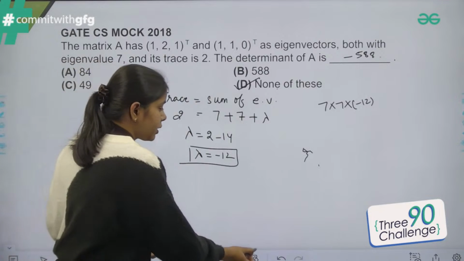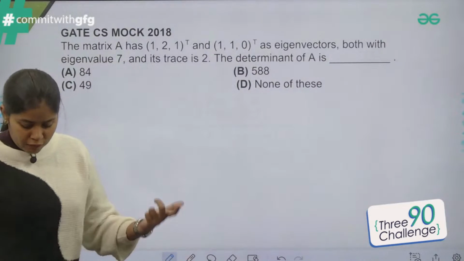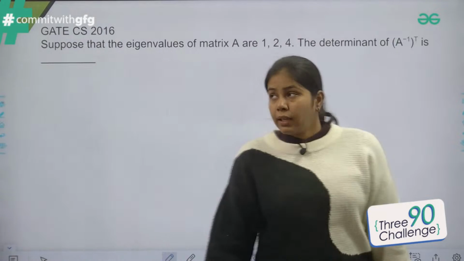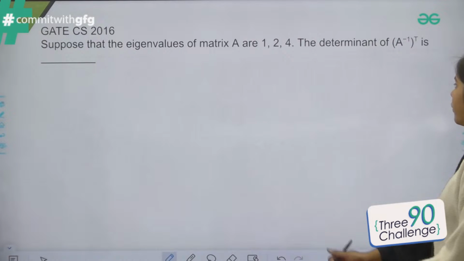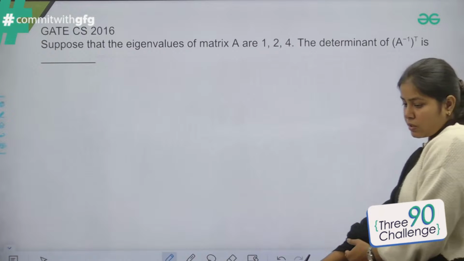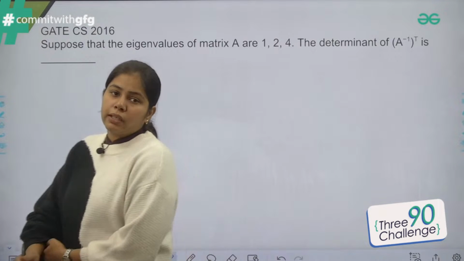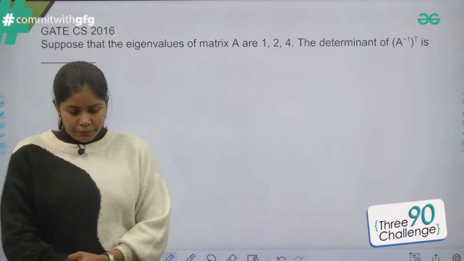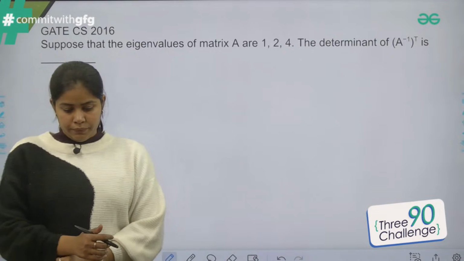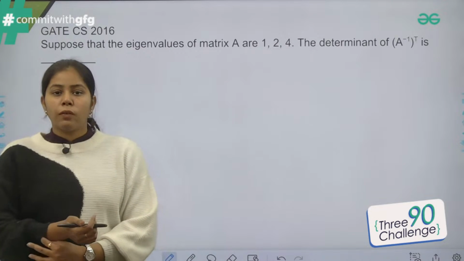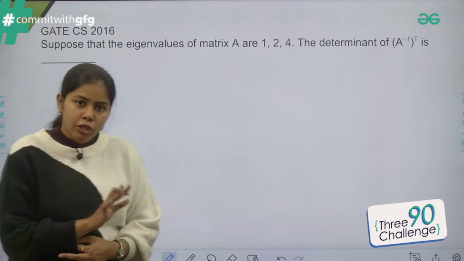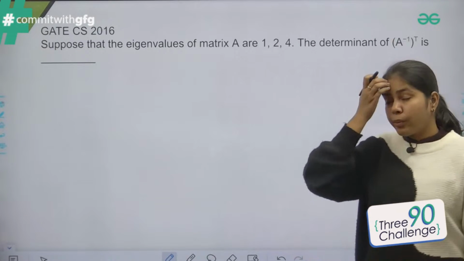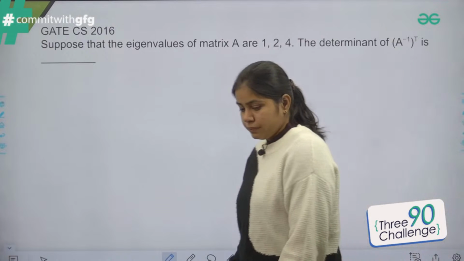Let's see another question. Guys, we have to solve fast. Yeah, this is another question. Suppose that the eigenvalues of a matrix are given. We have to find the determinant of A inverse transpose. So what would be the determinant of A inverse transpose, guys? Just solve it quickly. It would not take much of your time.